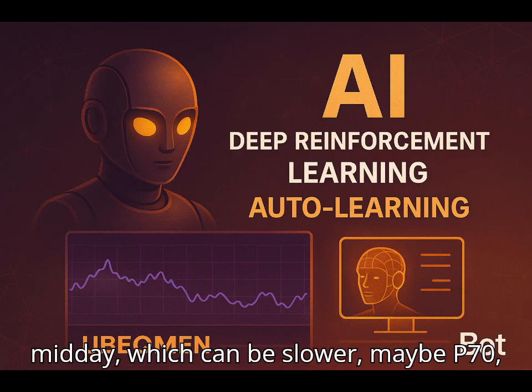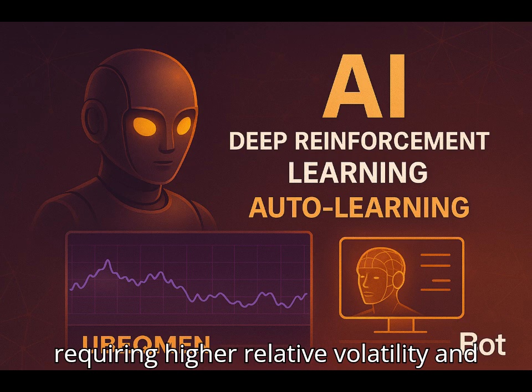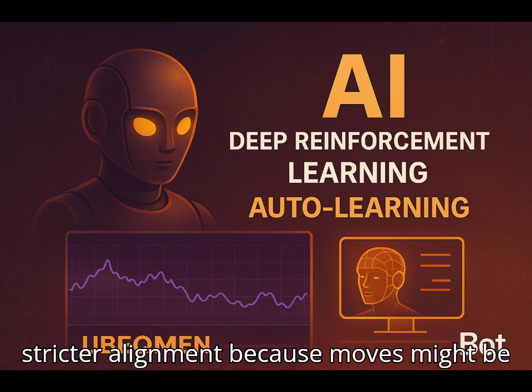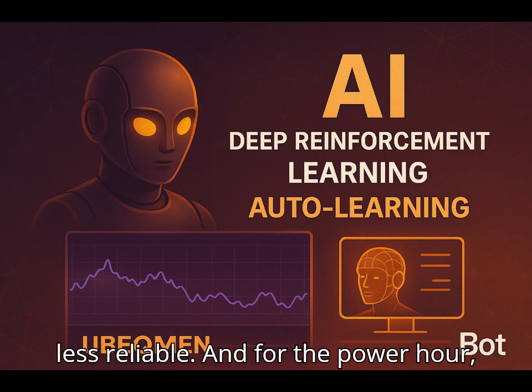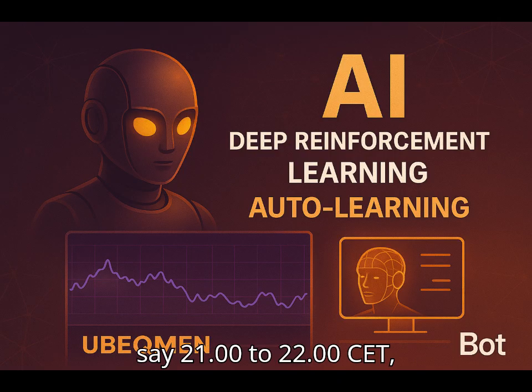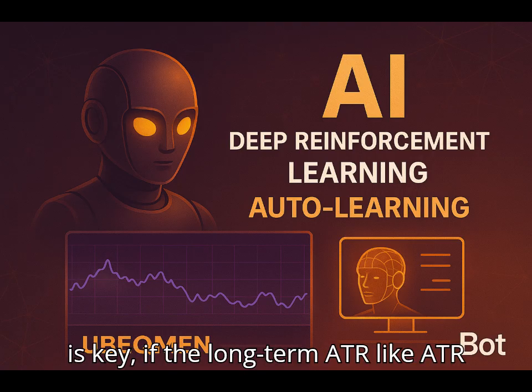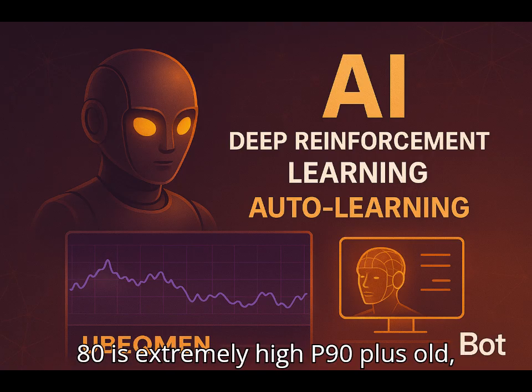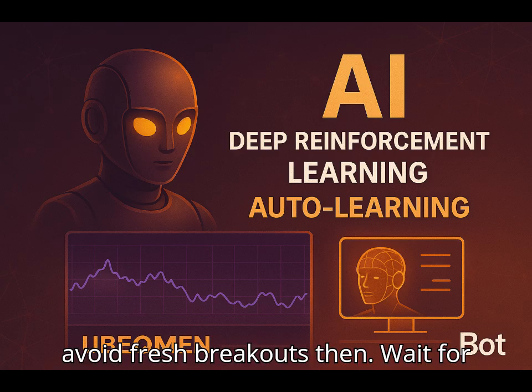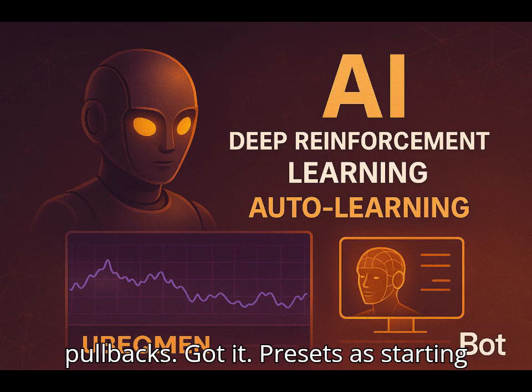For midday, which can be slower, maybe P70, requiring higher relative volatility and stricter alignment because moves might be less reliable. And for the power hour, say 21.00 to 22.00 CET, maybe P65. But, and this is key, if the long-term ATR, like ATR 80, is extremely high, P90 plus, avoid fresh breakouts then. Wait for pullbacks. Got it. Presets as starting points.